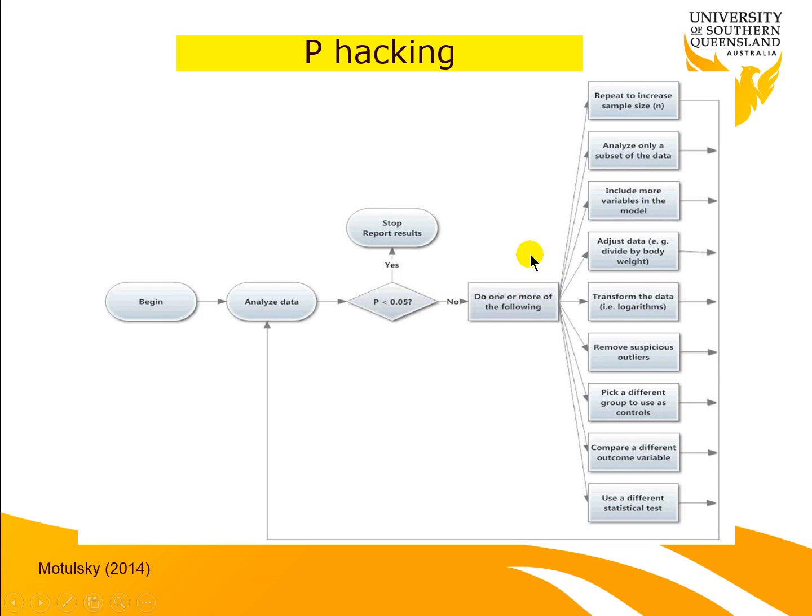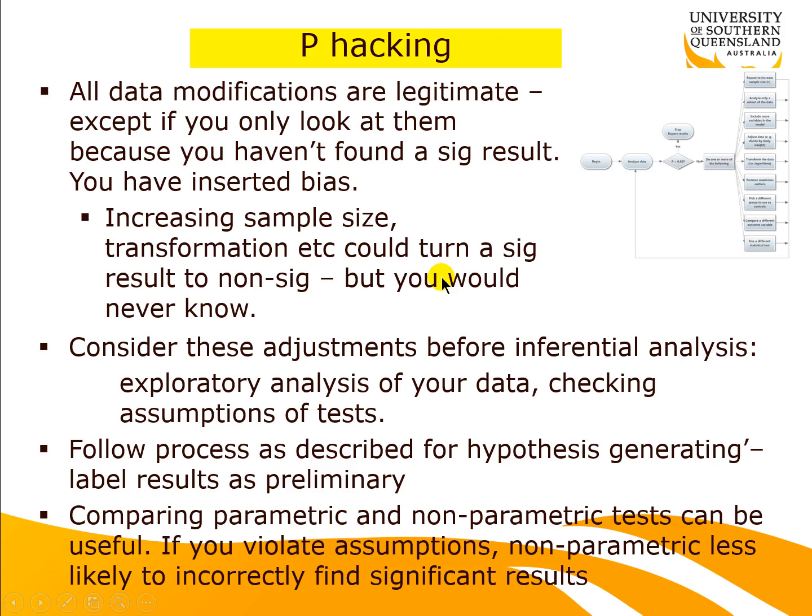So the problem is not having clear questions and not having a clear research path. And so you get your data and just keep digging away and changing and adjusting until you get a significant result. You're chasing after a significant p-value. So all these data modifications are legitimate, except if you only look at them because you haven't found a significant result. You are inserting bias if you follow this process.